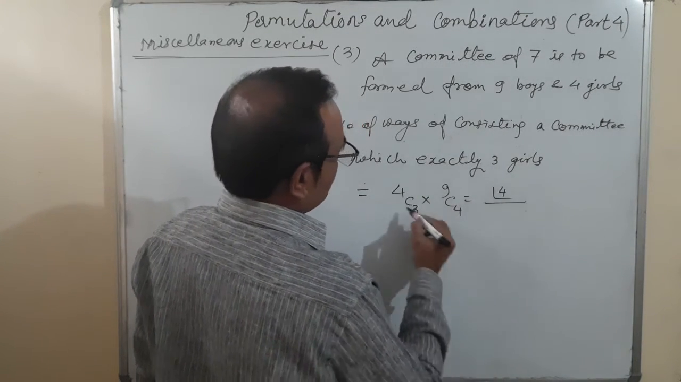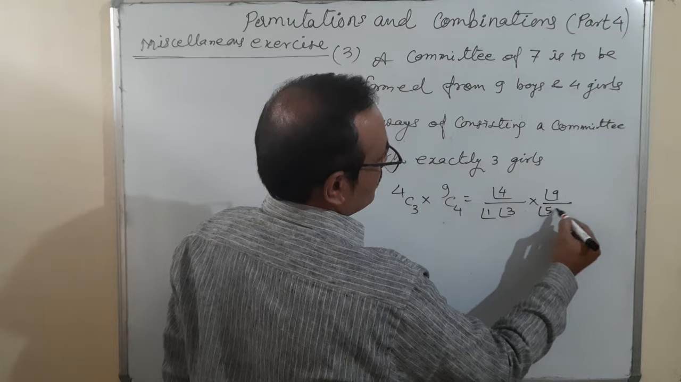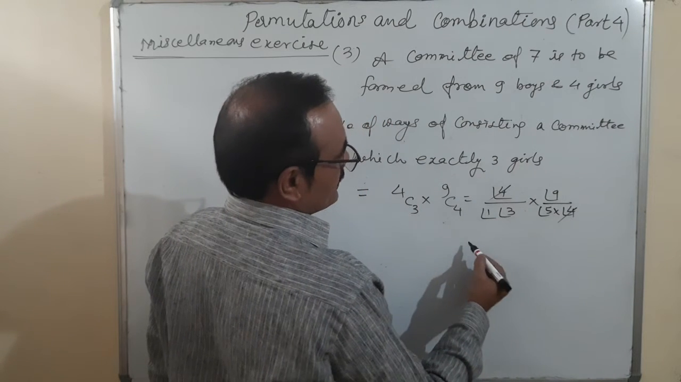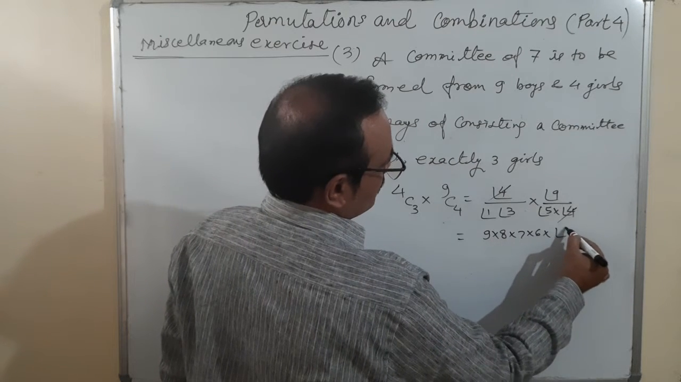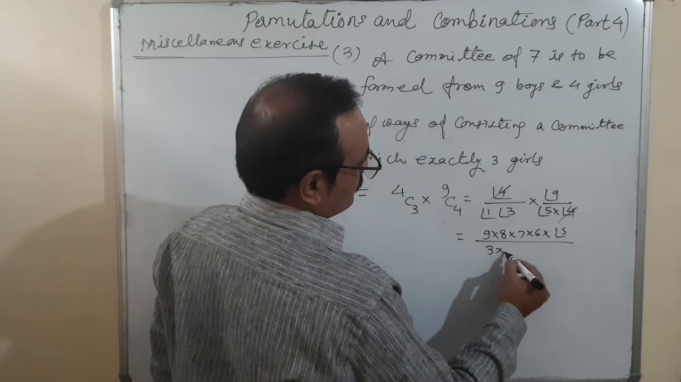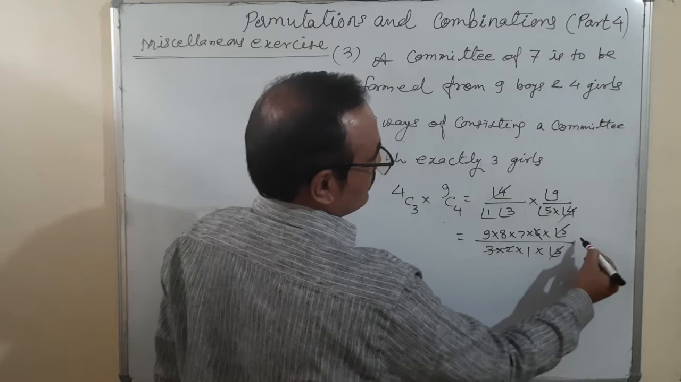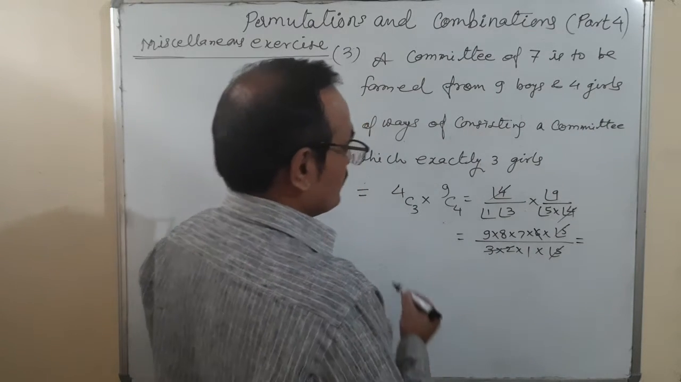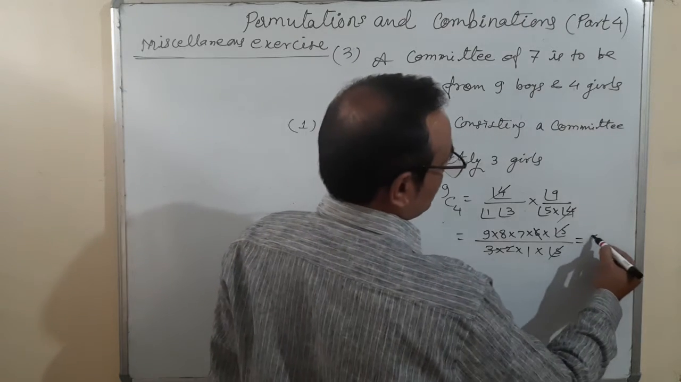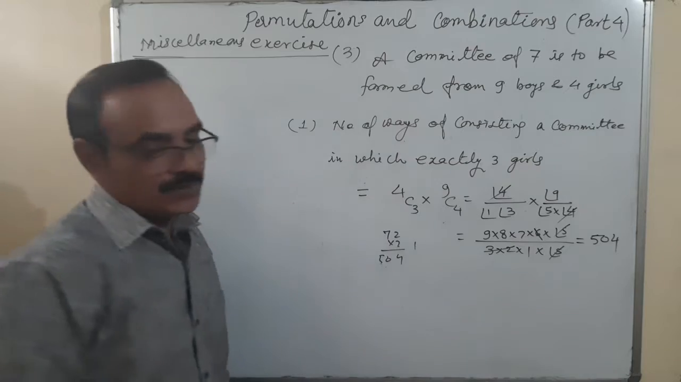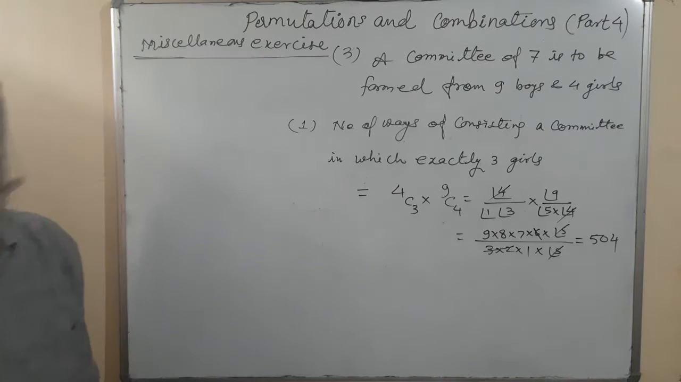Factorial 4 upon factorial 4 minus 3 factorial, 1 into factorial 3, times factorial 9 upon 9 minus 4 factorial, 5 into factorial 4. The 4 cancels. It is 9 into 8 into 7 into 6 into factorial 5 upon 3 into 2 into 1, and this is factorial 5, it is cancelled. 3 2 is 6, it will cancel with this. 9 8 is 72. 72 multiplied by 7, 2 sevens 14, 1 carry 7, 49, 50, 504. So the committee will be constituted when exactly 3 girls are there, and the total number of ways is 504.